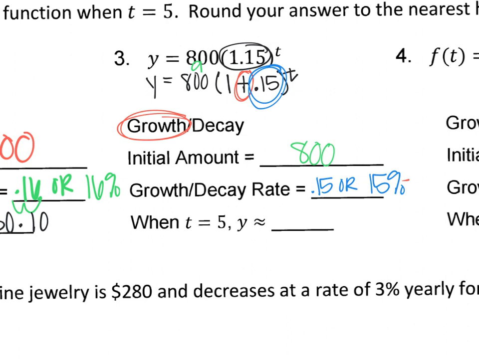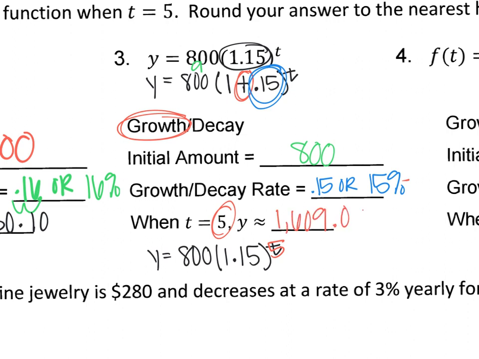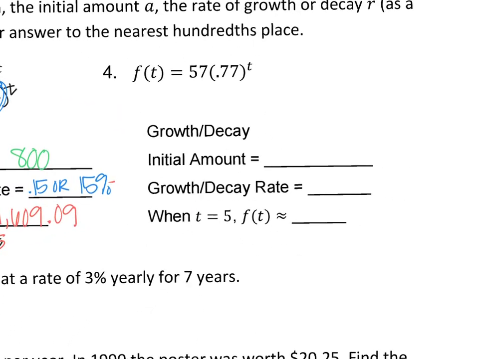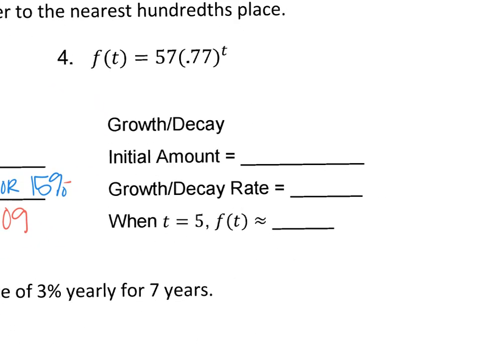And then we're going to plug in y equals 800 times 1.15 to the t, but instead of t, we're going to plug in 5. And when you plug that into your calculator, you get 1,609.09. Hopefully you're feeling good so far. It's really not too bad. This is stuff you've been doing, just with a few more steps added.